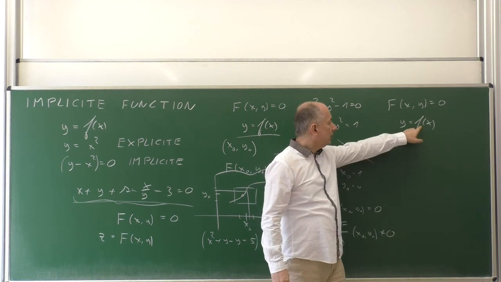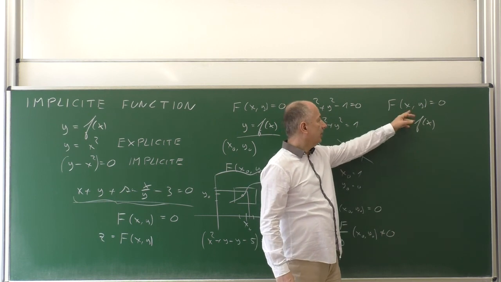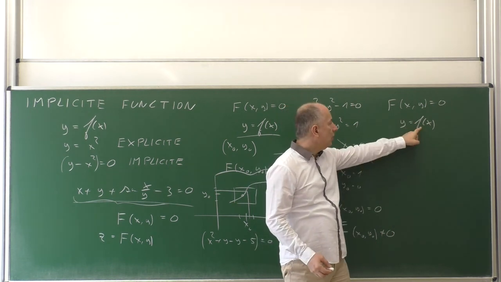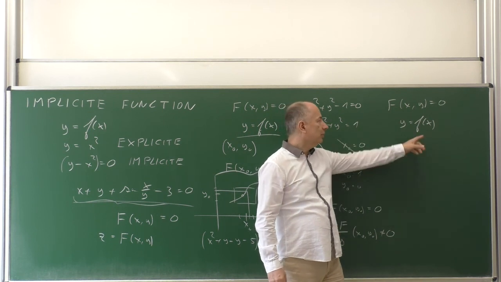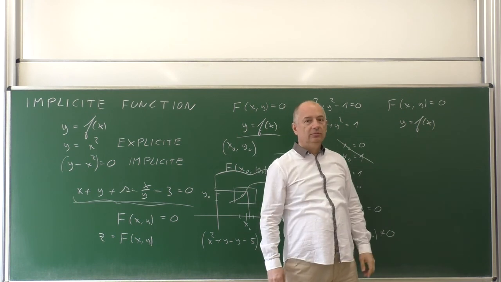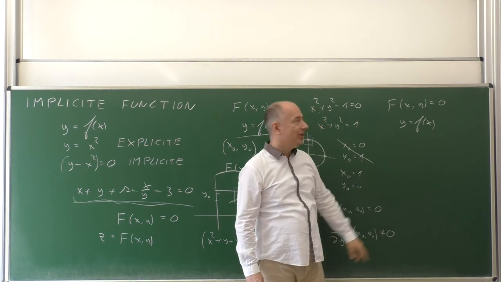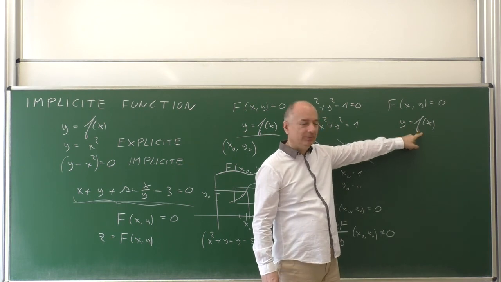And usually this is not given in the explicit way. This is only given in the implicit way, and we have not the formula for small f. So bad news is we will never see the formula for small f. But the good news is that even though we don't have the formula, we can find its derivatives.